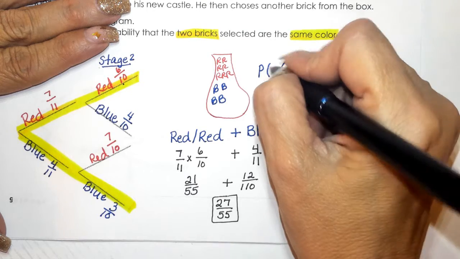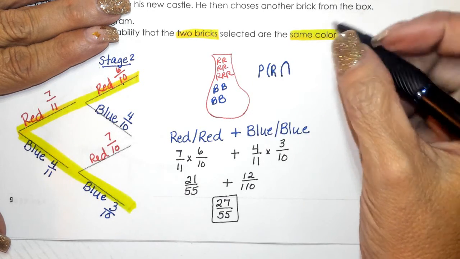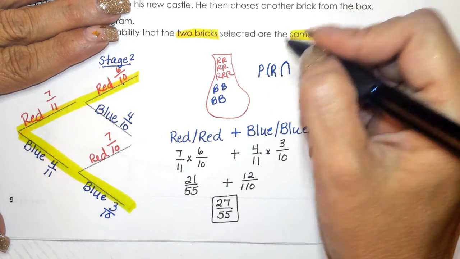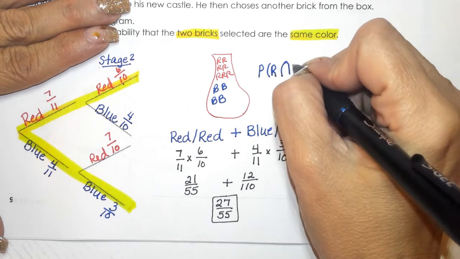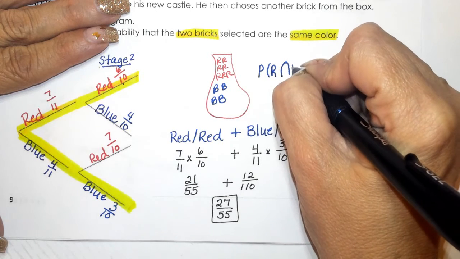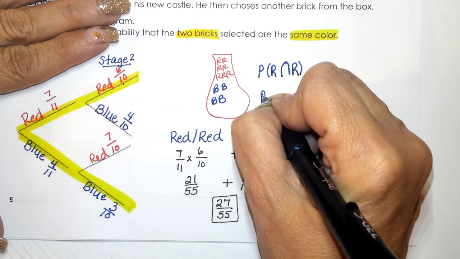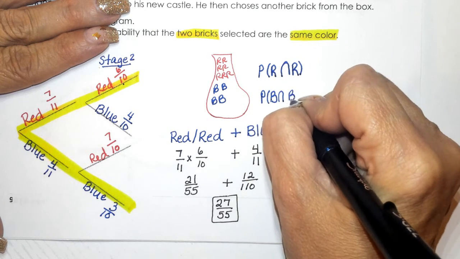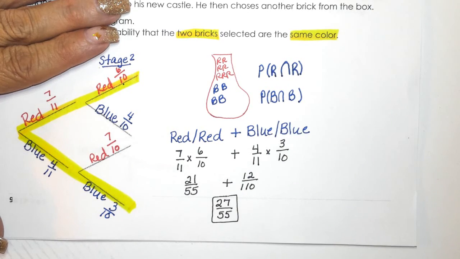I want the probability of red and blue, right? Or red, or what do I want to say? I'm trying to think how I could write that. I think I would have rather written, I wrote it a little different, but let's do the probability of red and then red again. And then let's do the probability of blue and blue again. And then could we add those together?